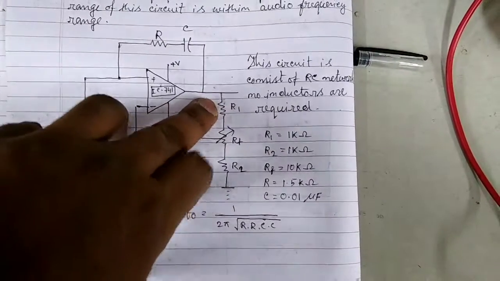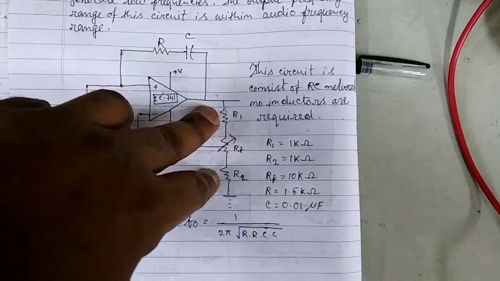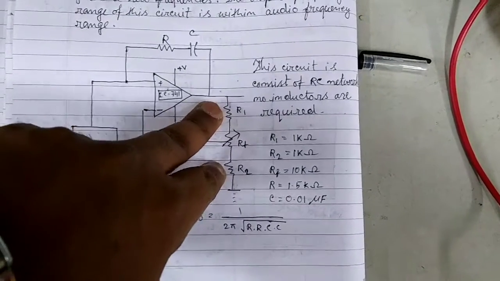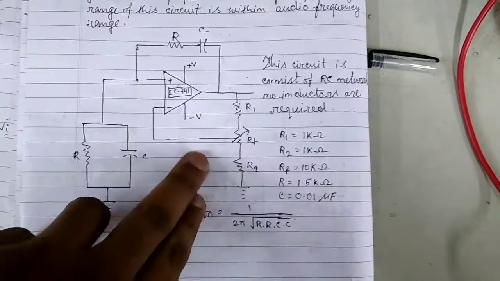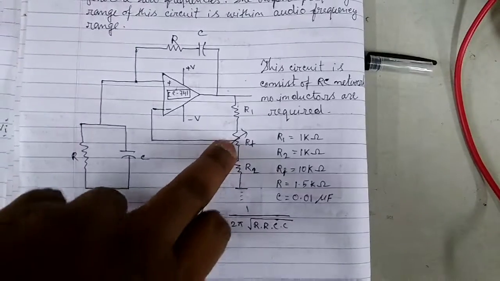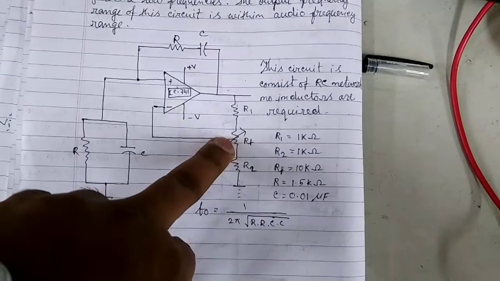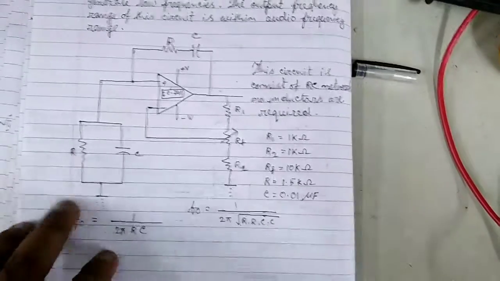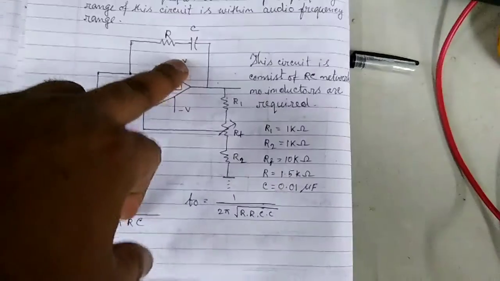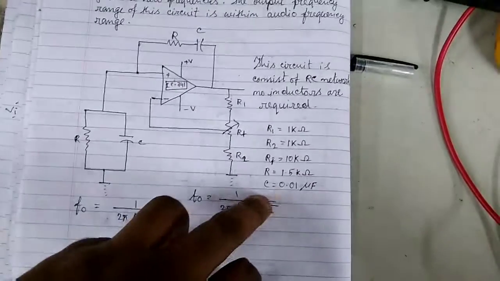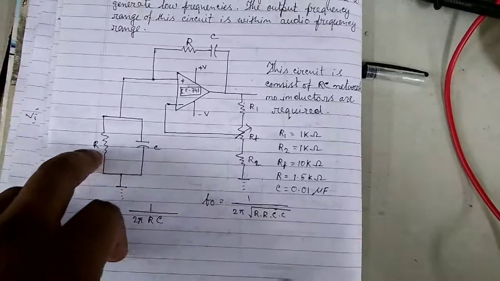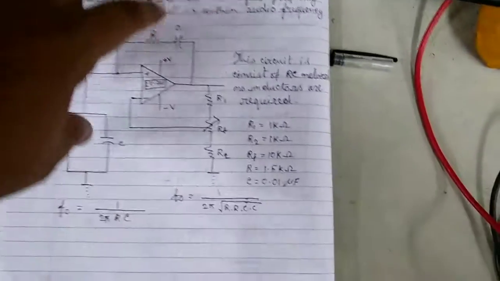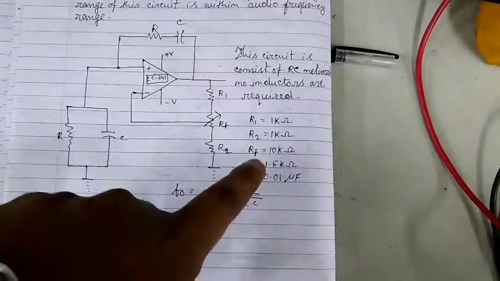Actually these R1 and R2 are for the gain factor of the oscillator circuit, and the gain is controlled by a potentiometer connected here, and R and C are for the tank circuits, the filter circuits. Both of these R are of the same value, and both of these C are of the same value.